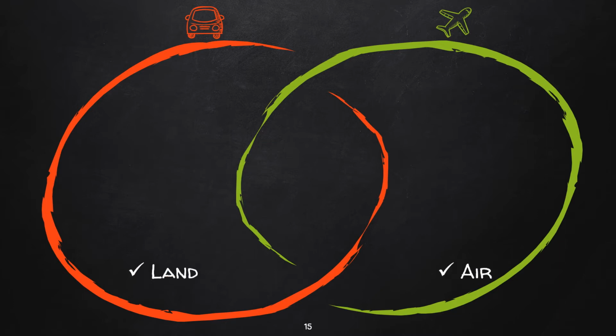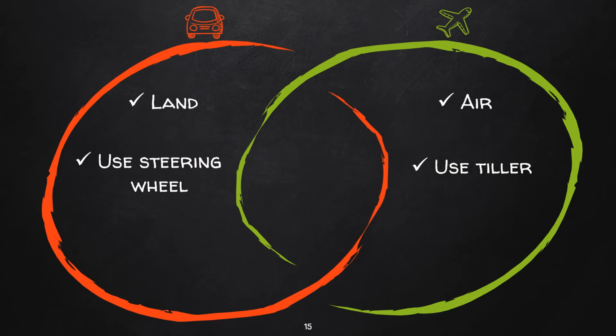In terms of route, a car travels by land while a plane travels by air. In changing directions, a car uses steering wheel while a plane uses tiller. Lastly, based on its interior, a car has few seats while a plane has many seats.